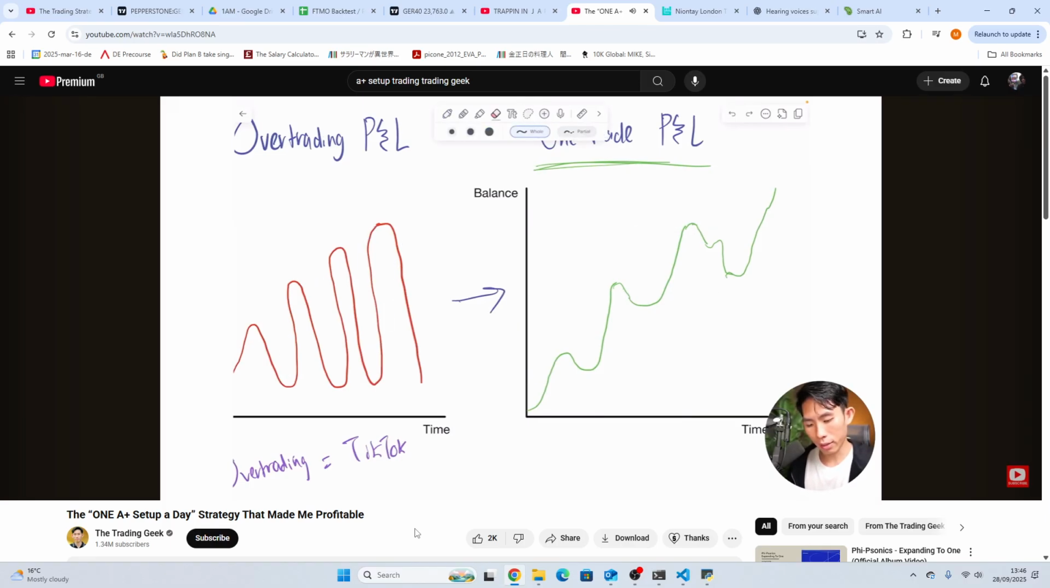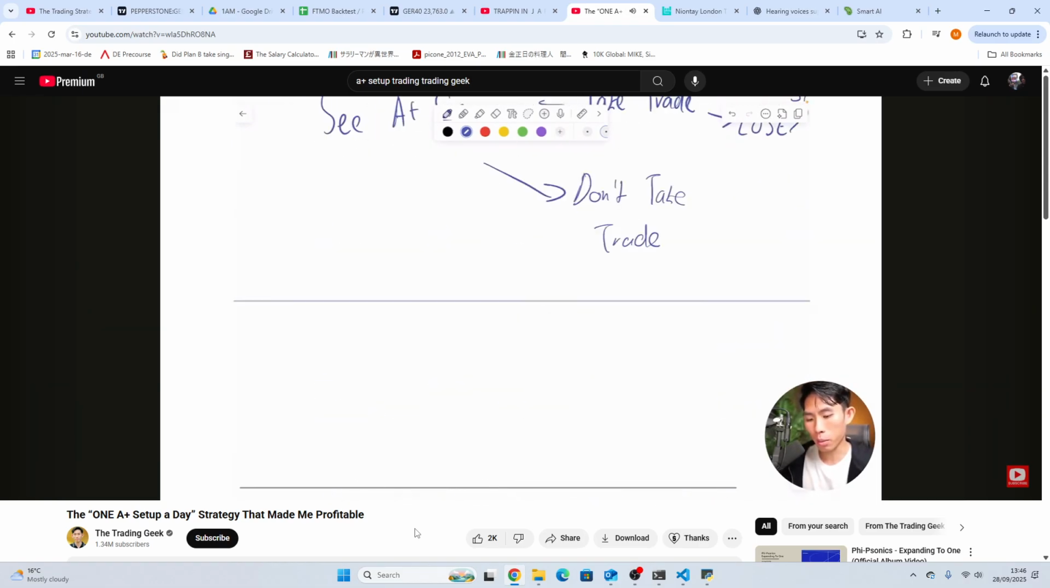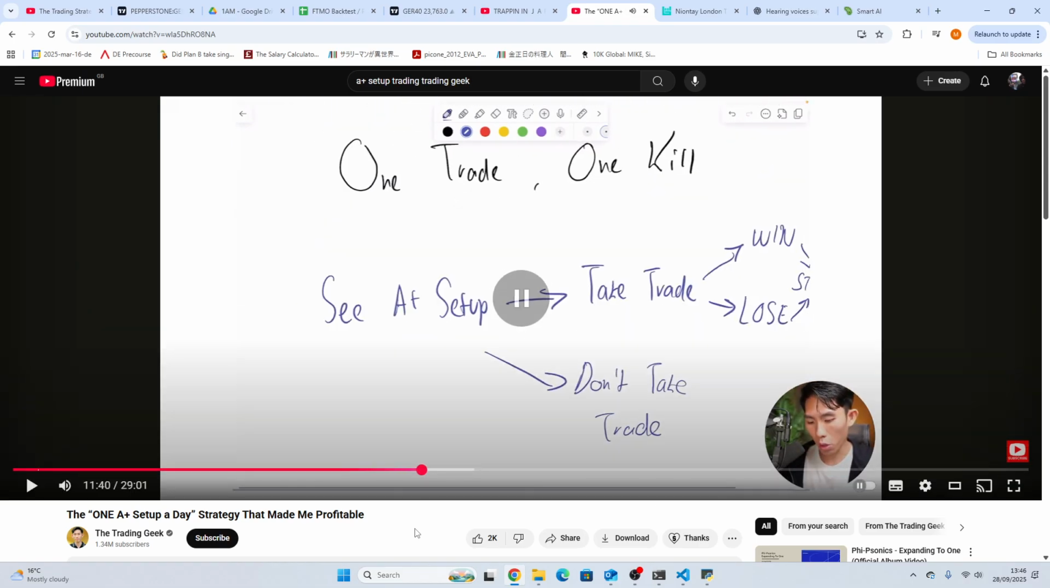And like I said, this is going to take some time. You're not going to see results overnight once you start adopting this philosophy. Your bank account is not going to be magically turned into $10 million once you start taking one good trade a day. No. It takes time. You got to let time do its thing. So yeah, there we go. You see his setup. It's an A+ setup. You take the trade. If it's a win, you stop trading. If it's a loss, you stop trading.